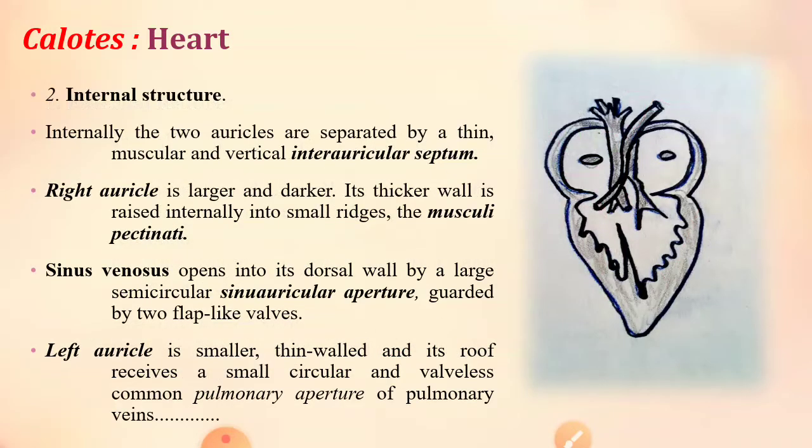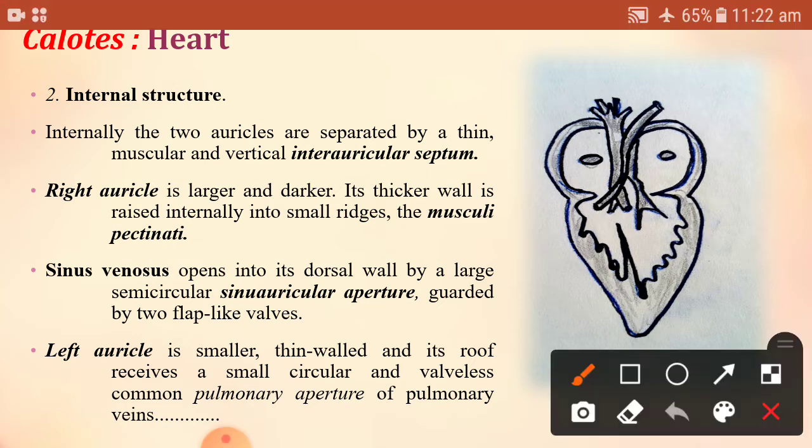When we see the internal structure of this heart, we can also find there are two chambers of auricles and two chambers of ventricles, but we can find that the heart of reptiles has three chambers. So when we see this diagram neatly, we can find that internally there are two auricles separated by a thin muscular vertical interauricular septum.